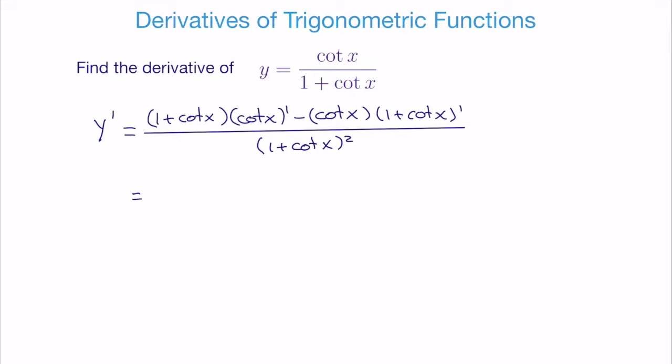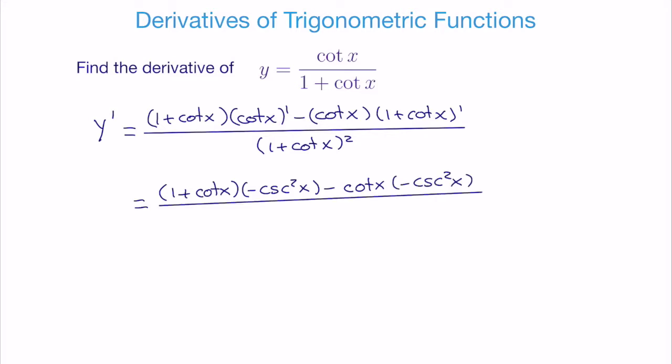Now we derive 1 plus cotangent x times the derivative of the cotangent, which is negative cosecant squared x, minus cotangent x, and the derivative of 1 plus cotangent x is again negative cosecant squared x, all over 1 plus cotangent x squared. Now you see that negative cosecant squared repeating here and here.